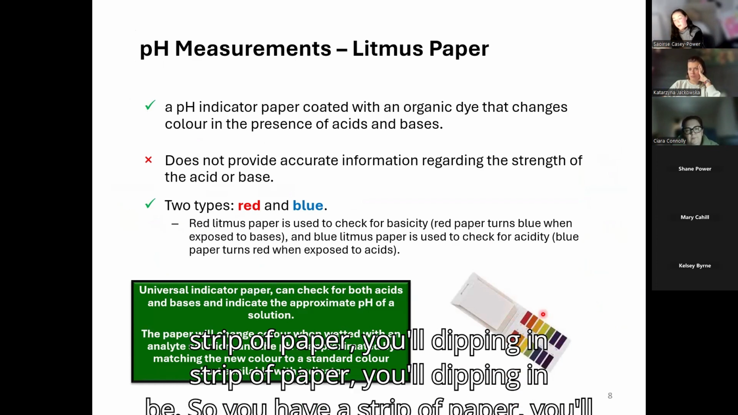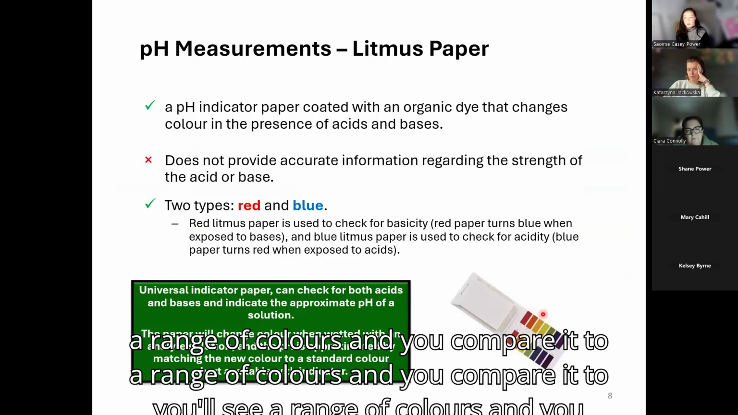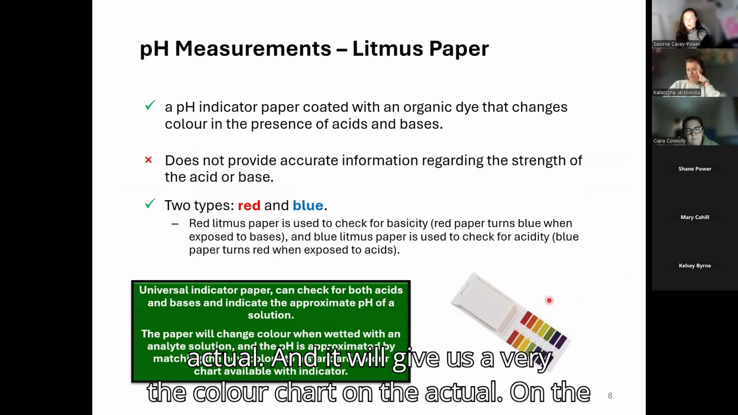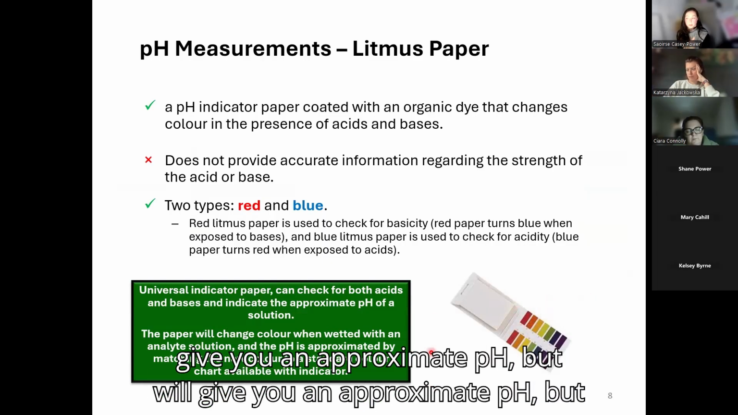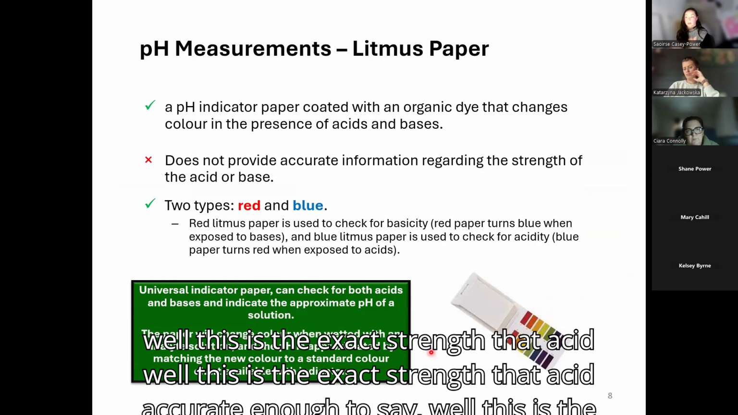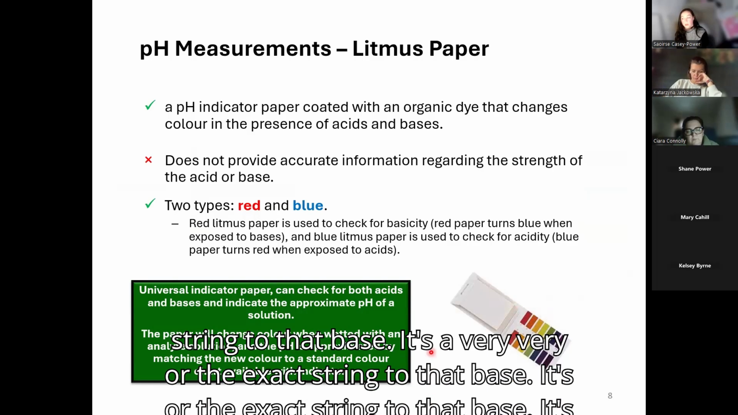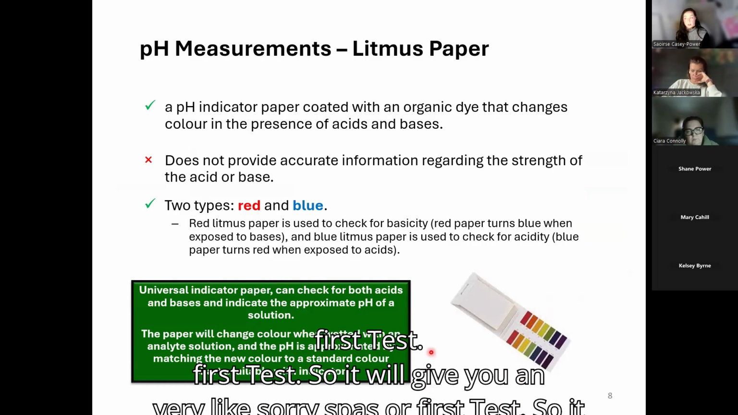You have a strip of paper, you dip it in solution, take it out, see a range of colors, and compare it to the color chart. So it will give you an approximate pH, but definitely not accurate enough to say this is the exact strength of that acid or the exact strength of that base. It's a very, very first pass or first test.